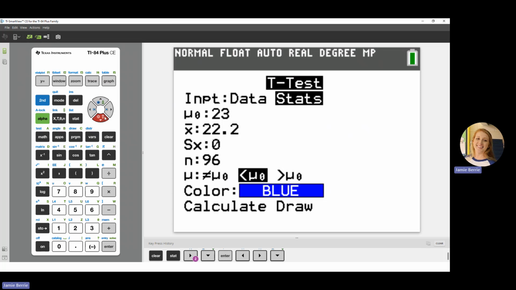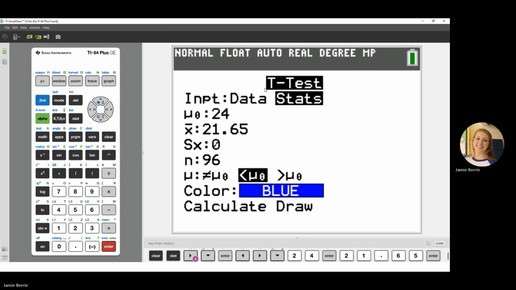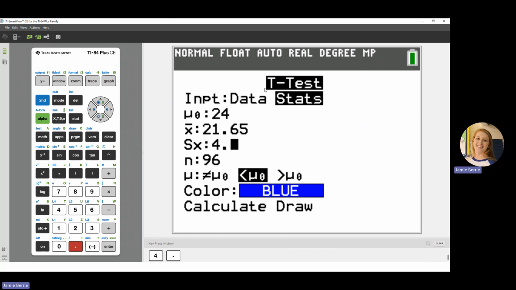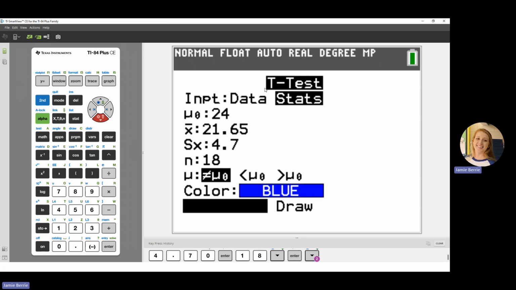Then we're going to go through and fill out our information. Our assumed value, our null hypothesis, was 24. Our X bar, our sample mean, was 21.65. Our sample standard deviation S was 4.70. Sample size was 18. I know y'all are impressed that I remembered all that. Remember, our alternative hypothesis was not equal to. Then we go down to Calculate.